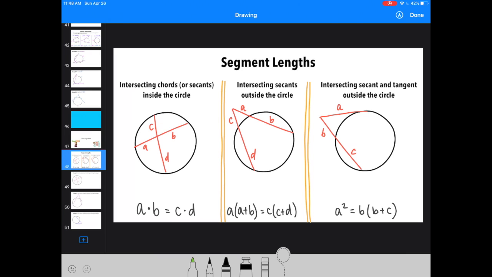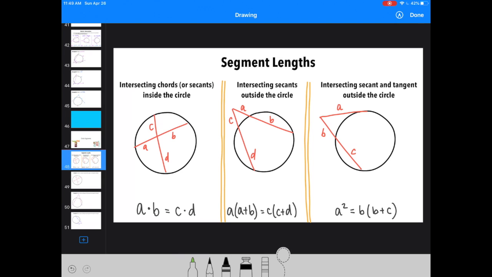Our first type of intersection is intersecting chords or secants that occurs inside the circle. If we have this type, you will take the sections of those chords and multiply them together. So for example, here I have segment AB divided in half, so that's going to be A times B equal to C times D. Nothing too crazy. You just take those portions along the same line and multiply them together.